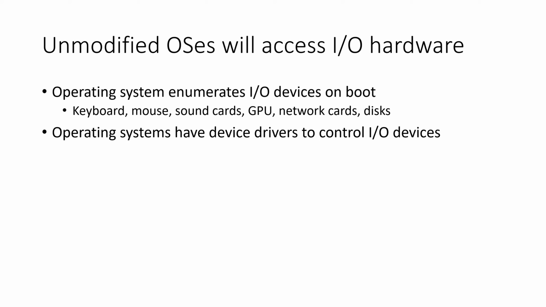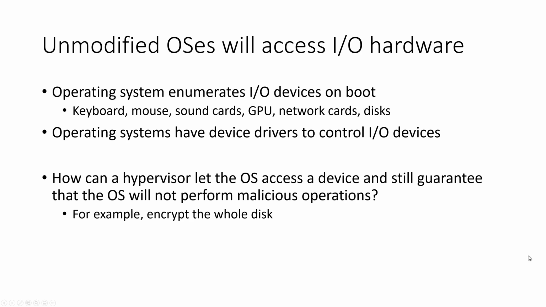And if the hypervisor gives a guest operating system permission to control an input-output device, then the guest operating system can do whatever it wants with that device, say encrypt the whole hard drive. So how do we prevent this? The hypervisor needs to allow guest operating systems to perform input and output operations and still guarantee that no guest operating system will perform malicious operations.